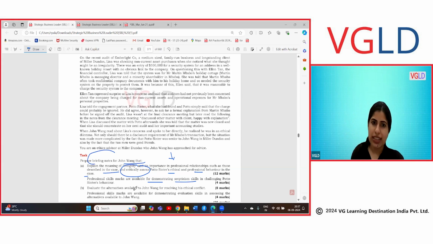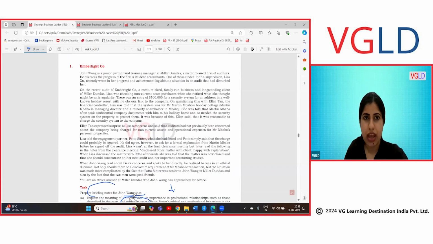Now, evaluate the alternatives available to JW for resolving the ethical conflicts. Professional marks are available for demonstrating the evaluation skill in assessing the alternatives available to JW. Evaluation skill means pros and cons, judgment based. You have to be judgmental. What will be the effect? What will be the positive? What will be the negative consequence of that specific scenario?